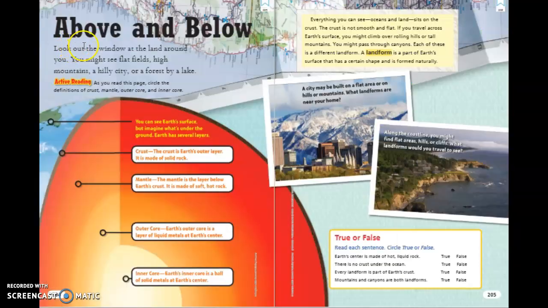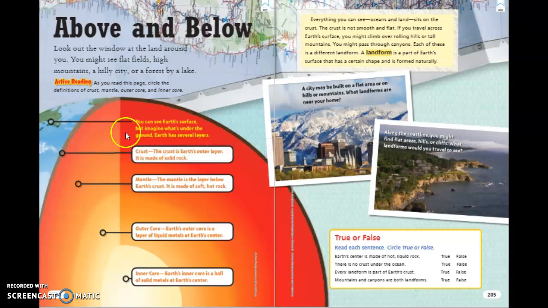Now we are on page 204. It's titled Above and Below. Look out the window at the land around you. You might see flat fields, high mountains, a hilly city, or a forest by a lake. We're going to complete the activity below. We are actually going to come back to the active reading. So we're going to go to the main section and just read through these.